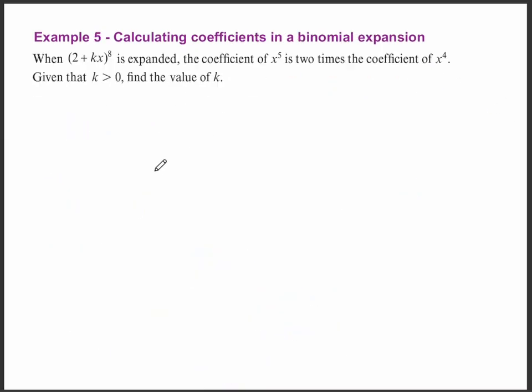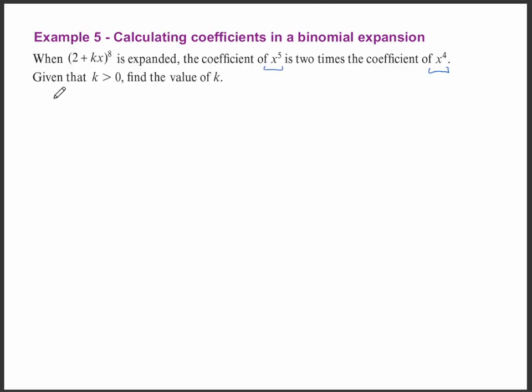Next, when (2 plus kx) power 8 is expanded, the coefficient of x power 5 is 2 times the coefficient of x power 4. Given that k is greater than 0, find the value of k. So again, we want to look at the x power 5 term and the x power 4 term.